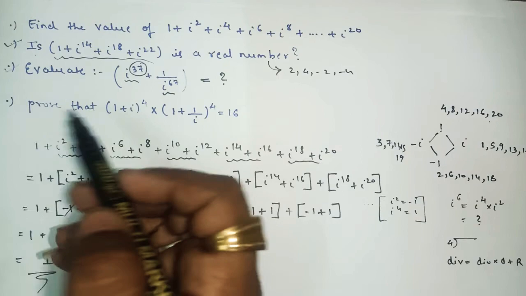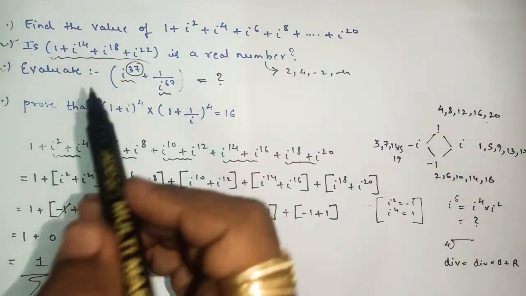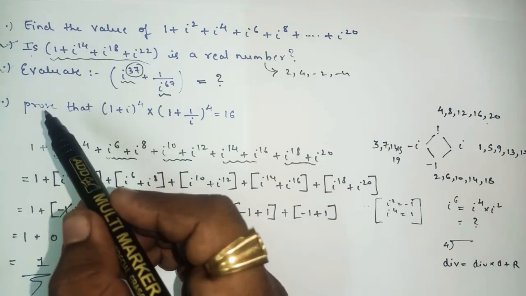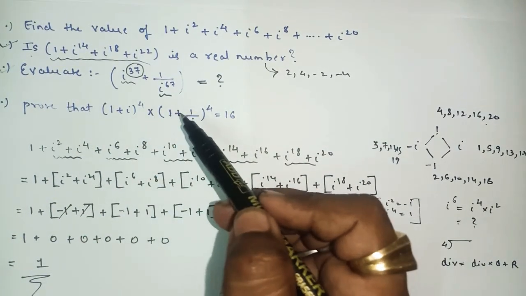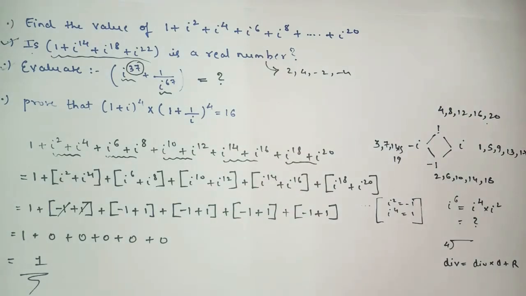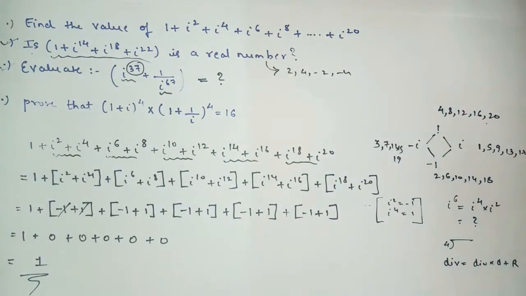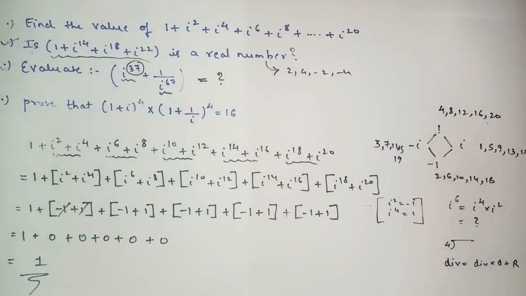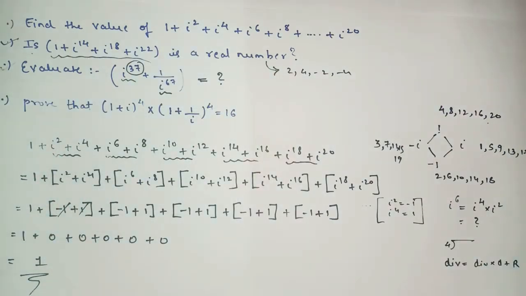Okay, so the next sum is a little different, so this sum we'll see now. What exactly do we have to do here? It says that you have to prove that (1 plus i) raised to 4 into (1 plus 1 upon i) the whole raised to 4 equals 16. So now we'll see how to find the answer for this. Here we have to show that left hand side is equal to right hand side. Okay, so let's move on.